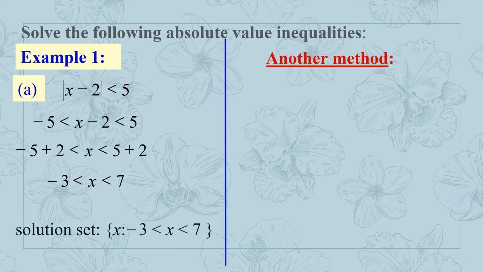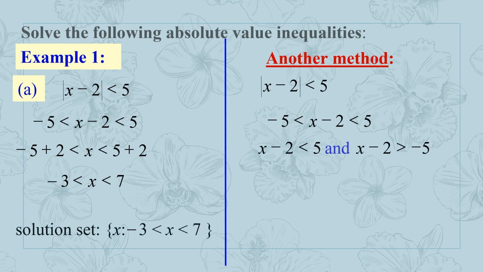You may also solve this inequality using another method. You can separate it one by one. First, we're taking the right hand side here, so x minus 2 less than 5, and we're taking the left hand side here, negative 5 is less than x minus 2.